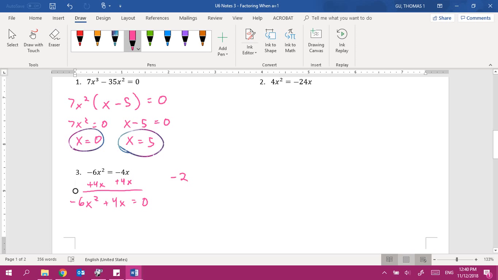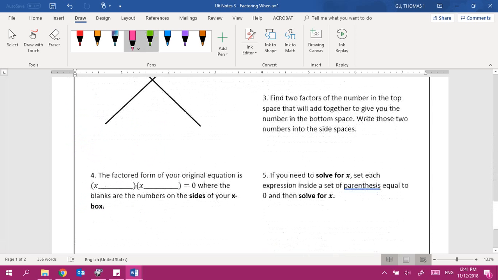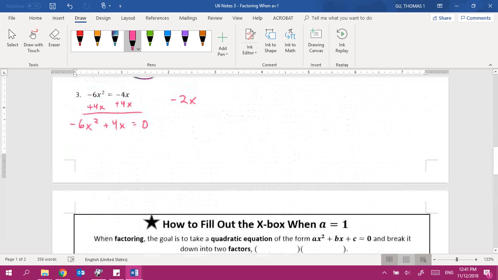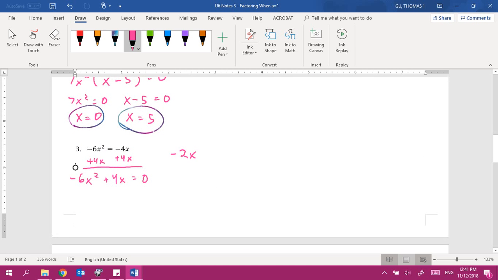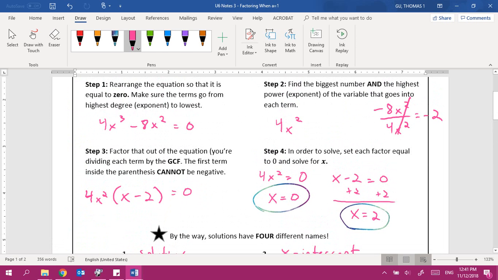Now, what's the highest exponent that I can take out of each? X. Just the x, right? Wait, I thought you said the negative still can't be in the front. But this is not on the inside of the parentheses, it's not going to be negative. Because up here it's talking about after you take it out. Inside the parentheses, that first one cannot be negative.